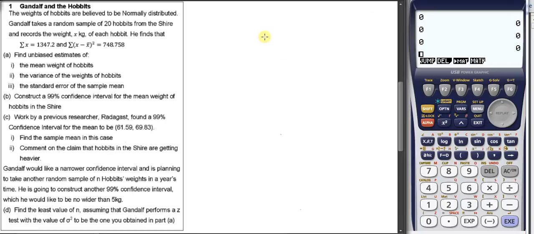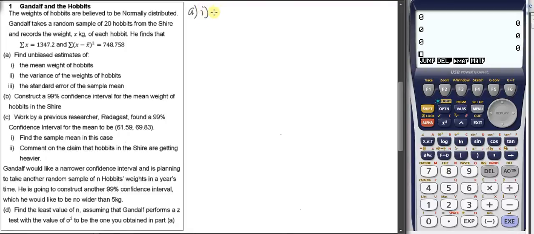Okay, question 1. We have a random sample of 20 hobbits from a normal distribution, and Gandalf wants us to find unbiased estimates of the mean weight, the variance and the standard error of the sample mean. So this is quite straightforward. We've just got to calculate a weight.